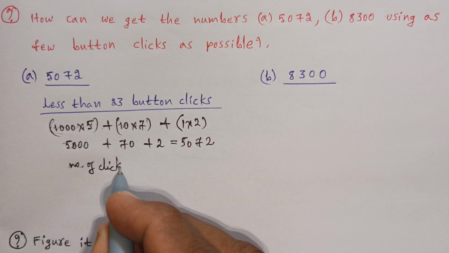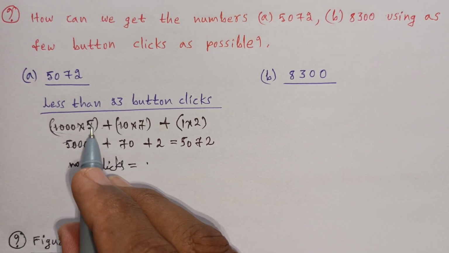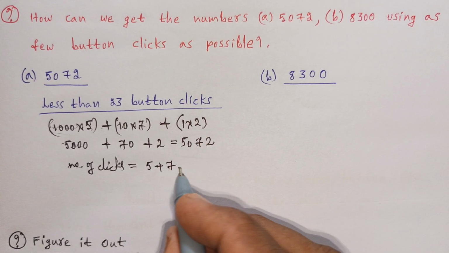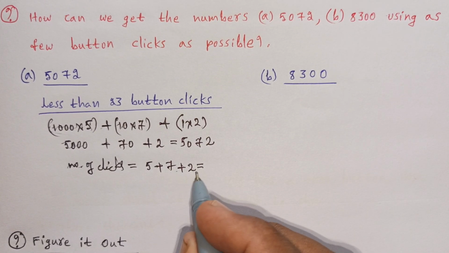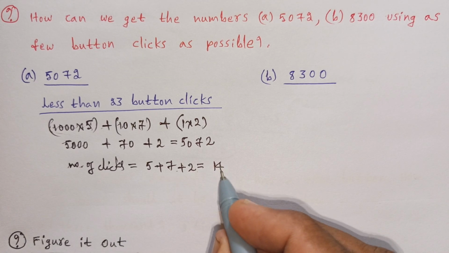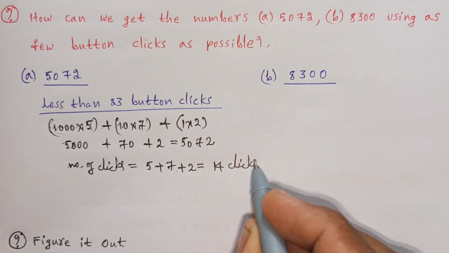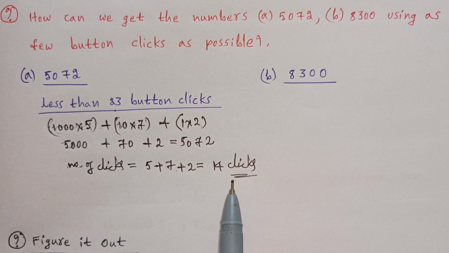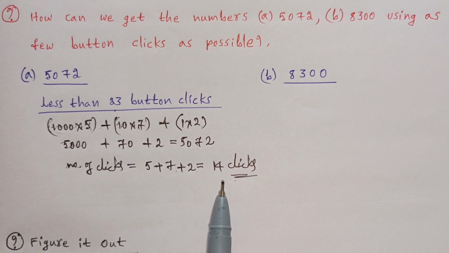So if you observe here, how many number of clicks are there? Here 5, here 7, here 2. So 5 plus 7 is 12, 12 plus 2 is 14. So with 14 clicks only we can get it, instead of 23 clicks. Here with a smaller number of clicks we can get 5072 using that calculator.